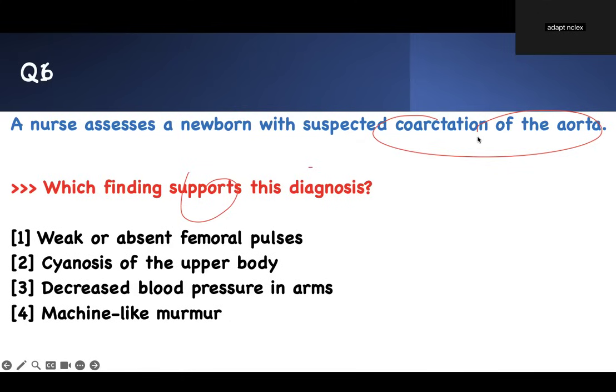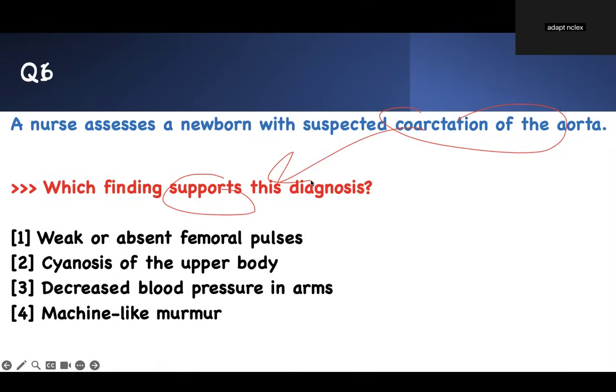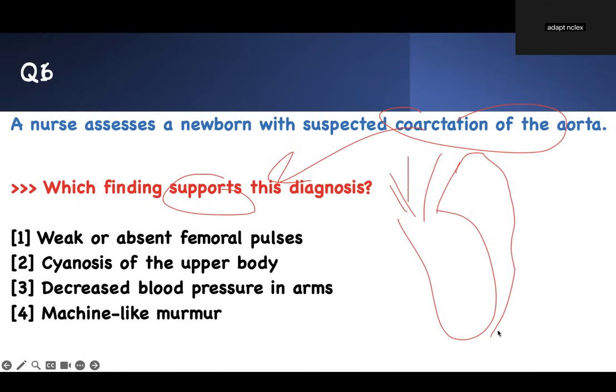What is coarctation of the aorta? This is the content. I want you to write it down. I'm going to use some strategy. First, we got to know our anatomy. The heart has blood flow coming out. The aorta branches, you go to your leg, and then some go into the upper extremities.